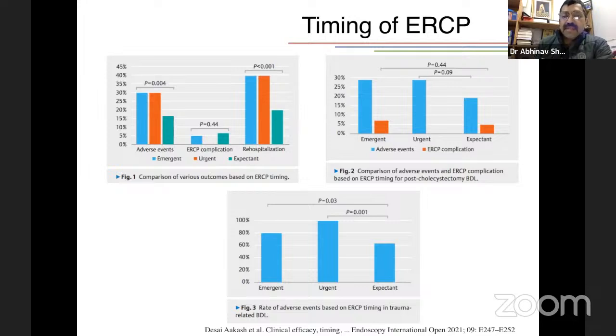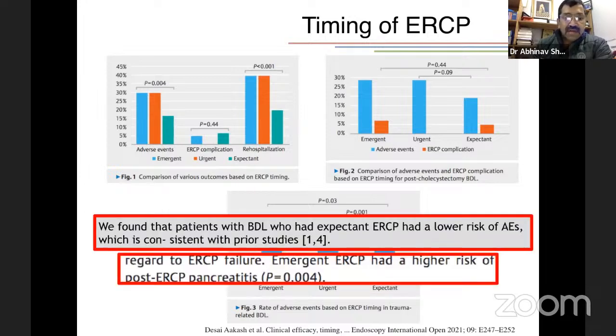Then they did a subgroup analysis as far as cause is concerned: post-cholecystectomy bile leak with ERCP done, or post-traumatic bile leak with ERCP done. Again, there was a trend that expectant treatment is better in terms of complications and adverse events. So this is the conclusion of the authors, that bile duct injury patients who underwent expectant, meaning delayed, ERCP had a lower risk of adverse events. And if we do emergent ERCP, then there is a higher risk of pancreatitis. So this study shows that there is a point in delaying ERCP till the patient settles down.